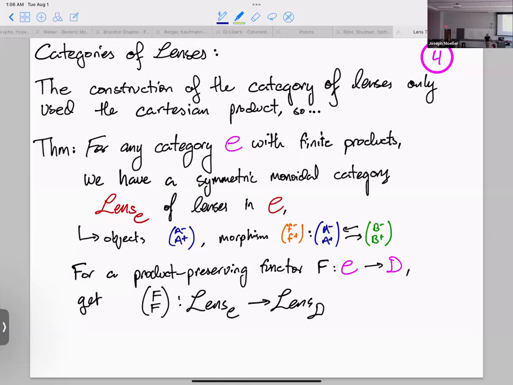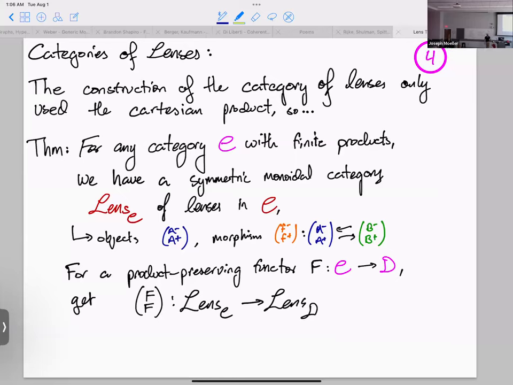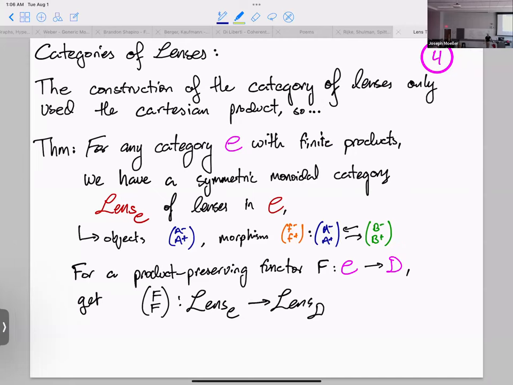And if we have any product preserving functor between two, we can apply it both in the top and the bottom, roughly speaking, to get a functor on the category of lenses. That's because if we push the functor through the definition in both places, it will push through the signature as well, because the signature is like A plus times B minus to A minus, with the top of the lens. If I apply a functor that preserves products to that, I get F of A plus times F of B minus to F of A minus. So lenses go to lenses along Cartesian functors. This lets us change what kind of category our lens is in.